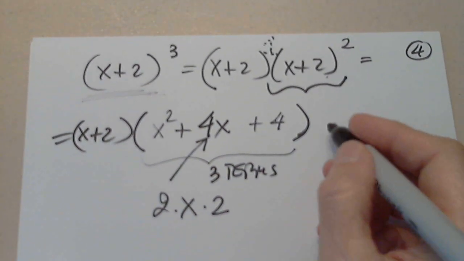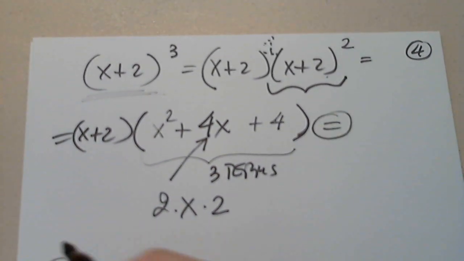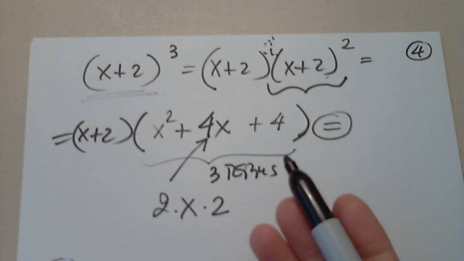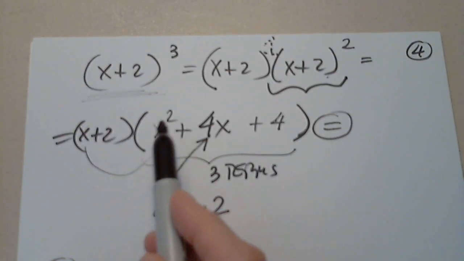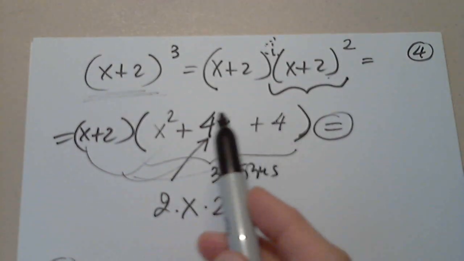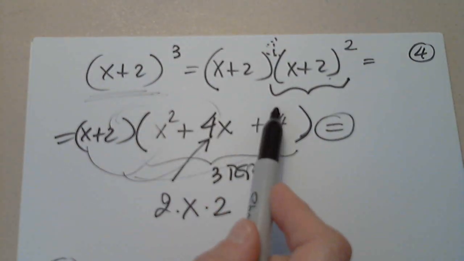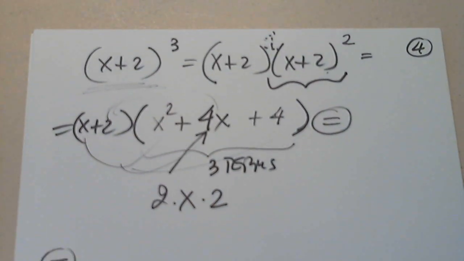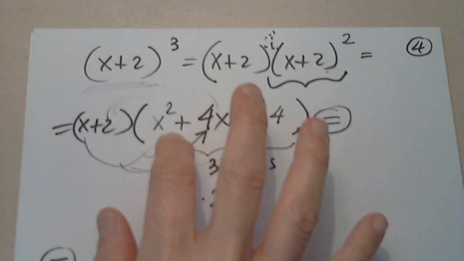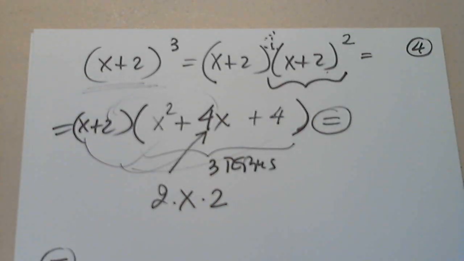Now, from here, I know how to multiply. I distribute x to 3 terms, and then I distribute 2 to 3 terms. We know how to multiply a binomial by a trinomial. So let's distribute x to these 3 terms. What do we get? Please.